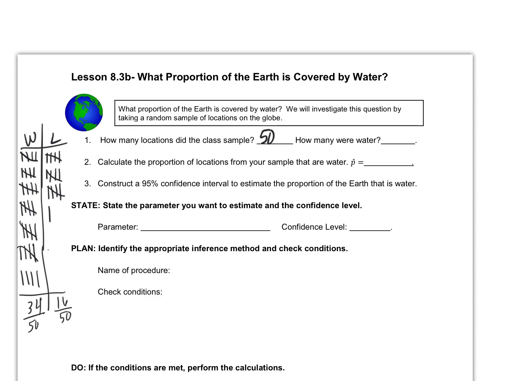How many of those were water? 34. All right. So what percentage is that? 68. Look at you. Fast math. I need an eraser. Good job. 68%. We're close to 70, aren't we? Yes. Hey, what do you know?